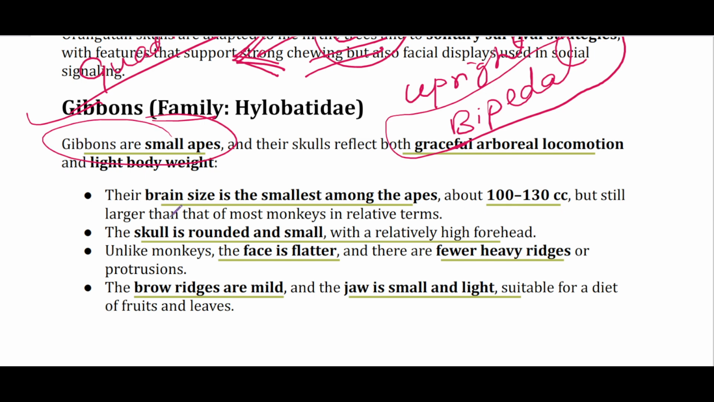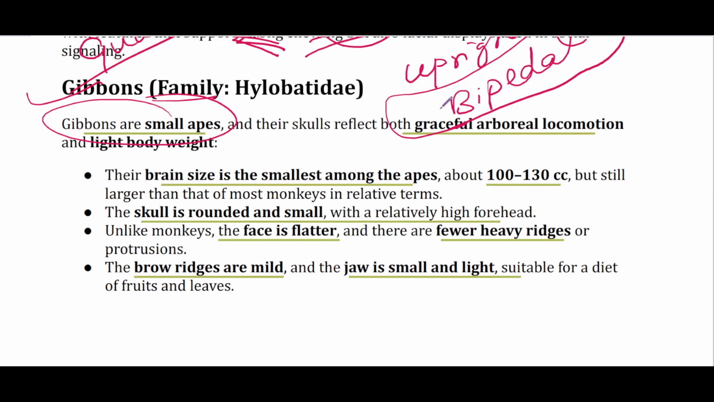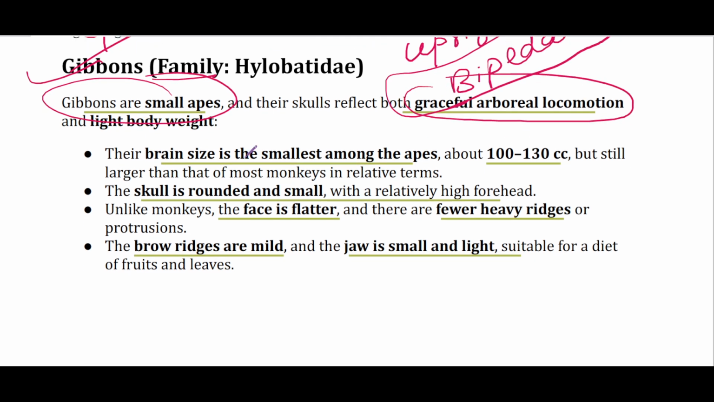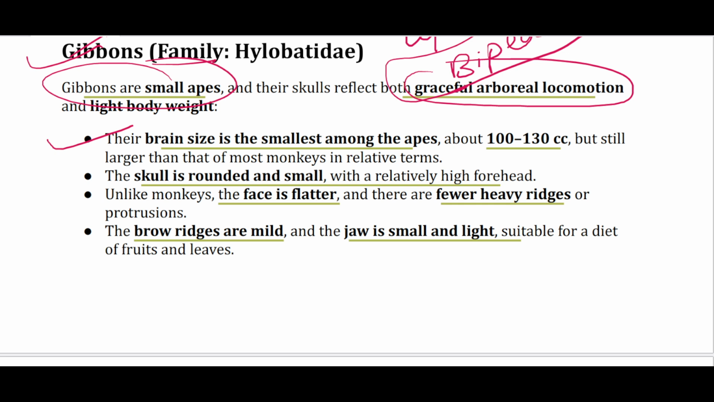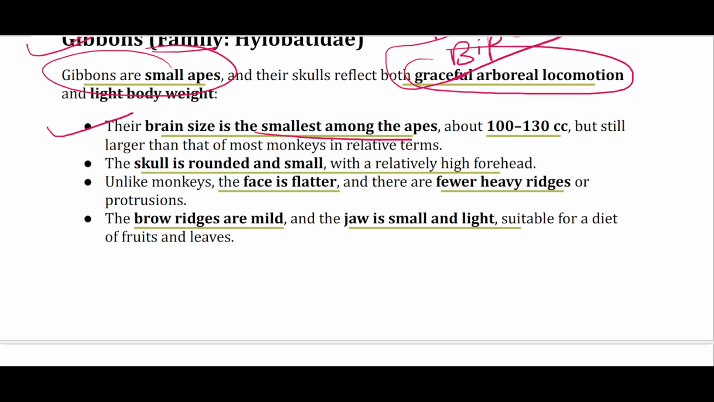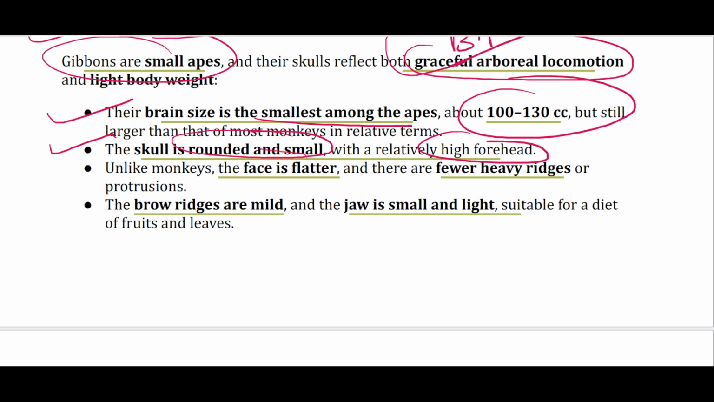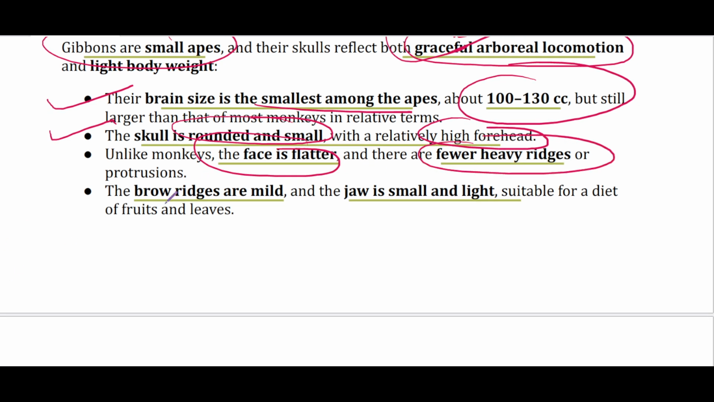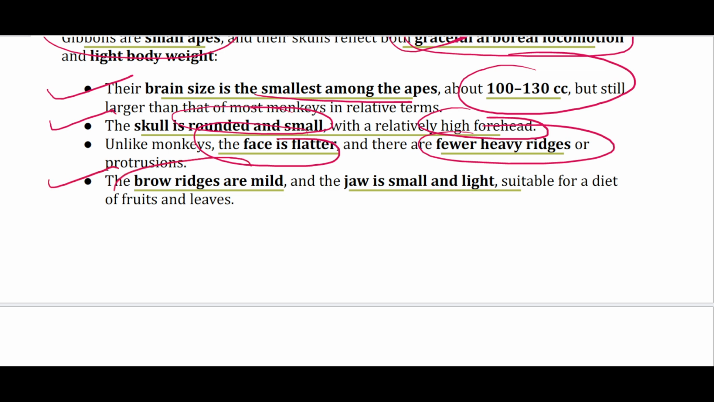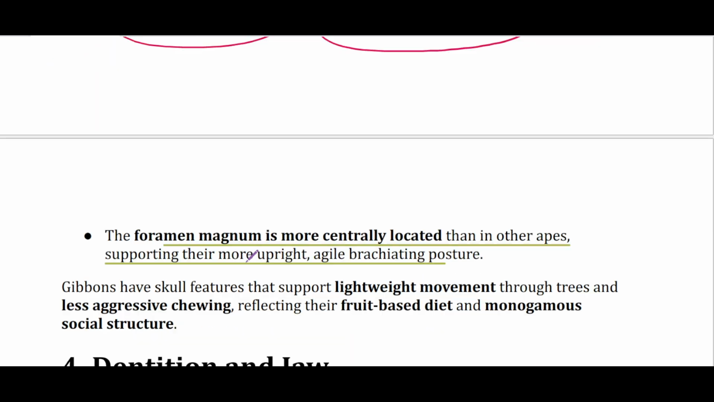They are the small apes and perform arboreal locomotion. They have the smallest brain size among the apes, around 100 to 130 cc. Their skull is rounded and small. They have a high forehead and their face is flatter with few heavy ridges or protrusions. And their brow ridges are mild. The jaws are small and light.